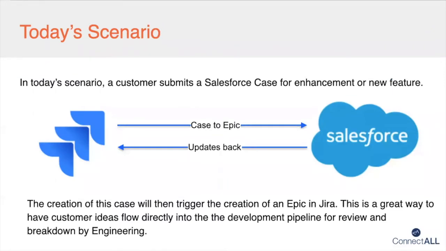So as I mentioned, today's scenario is Salesforce to Jira. In this case, the customer is submitting a Salesforce case requesting something. And we're going to see how that in near real time flows into a Jira epic through ConnectALL. And then in that Jira epic, the team reviews it. They can break that down into stories, things of that nature, but they can also update that epic in Jira, and we'll see how that update flows back into Salesforce. Allowing the customer to get feedback and information from the development team, and the development team to get information from the customer in real time.